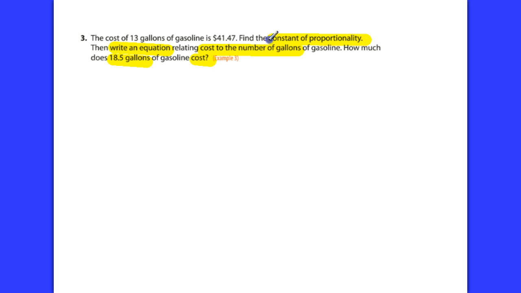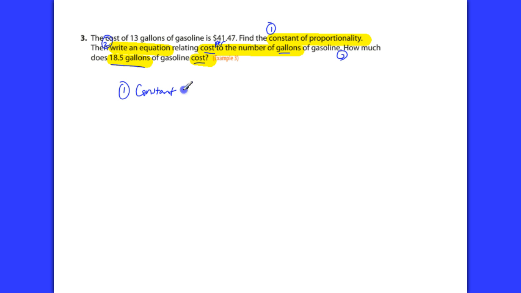Okay, so basically we have three questions here. One is to find that constant of proportionality. Two is to write an equation that relates the cost to gallons. Now here's a trick for you. The cost to the number of gallons, you can think of that as the word per, cost per gallon. Okay, that gives you a hint of how to find that. And then the third question is to determine how much 18.5 gallons of gasoline would cost. Okay, so let's jump right into the first one here, the constant of proportionality.